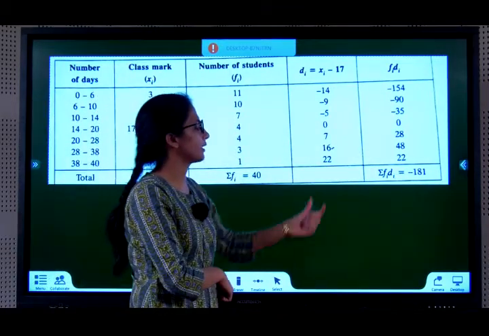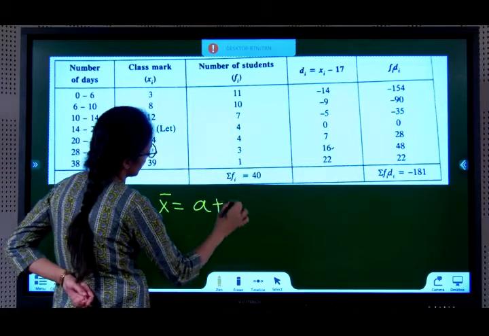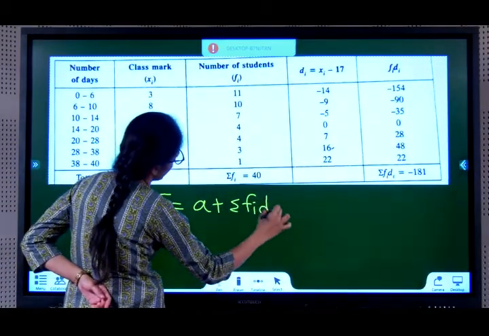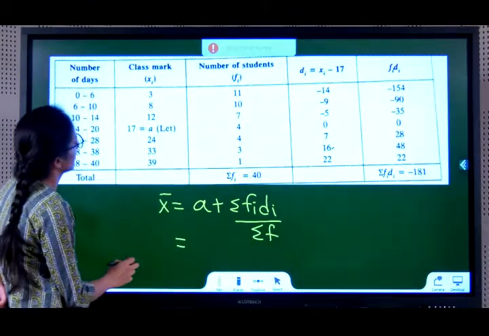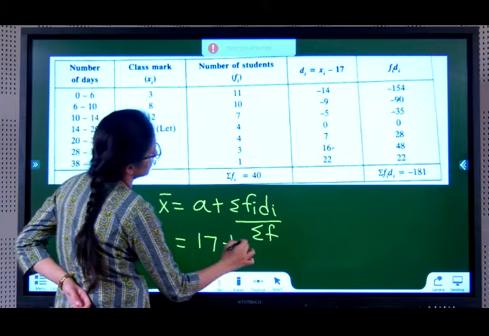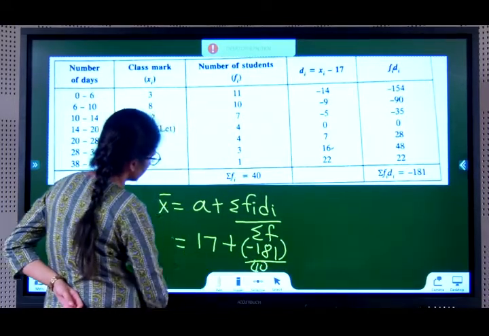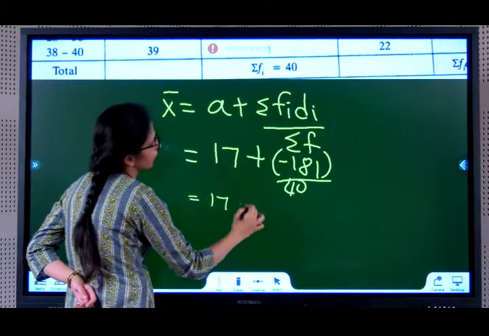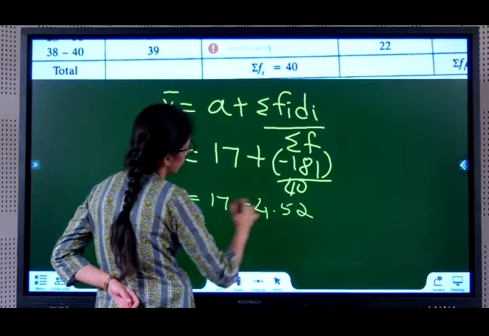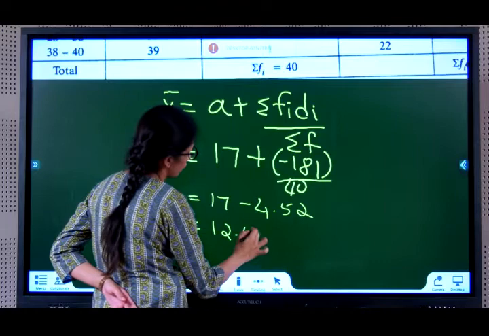Then find fi into di and now substitute. X bar is equal to, what is the formula? A plus summation fi di by summation f. A, what is the A? 17 plus minus 181 by 40. On solving this you will get minus 4.52. Now on solving this you will get 12.48.